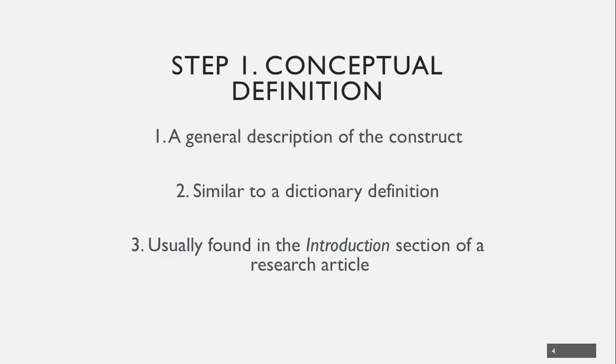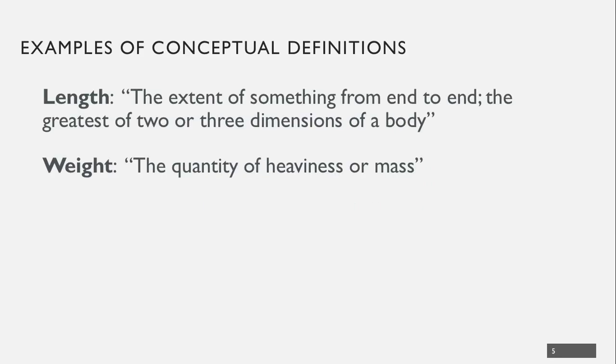Step one to turning a construct into a variable is coming up with a conceptual definition. It's a general description of the construct. It's like the dictionary definition. And these definitions are usually found in the introduction section of a research article.